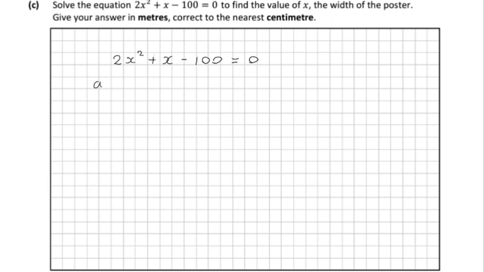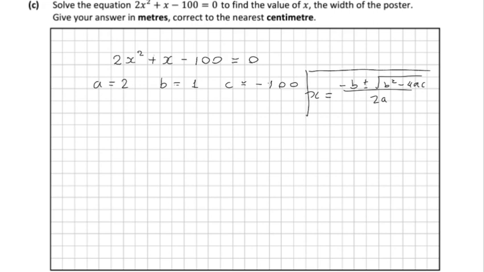So we have a is equal to the coefficient of the x squared, b is the coefficient of x, which is 1, and c is equal to negative 100. Be careful with your sign, don't forget to use the negative. So let's write our formula, which is in the log tables: minus b plus or minus the square root of b squared minus 4ac under the square root all over 2a. So we're going to get two values for x, so we're going to choose the positive value as we need a real output.